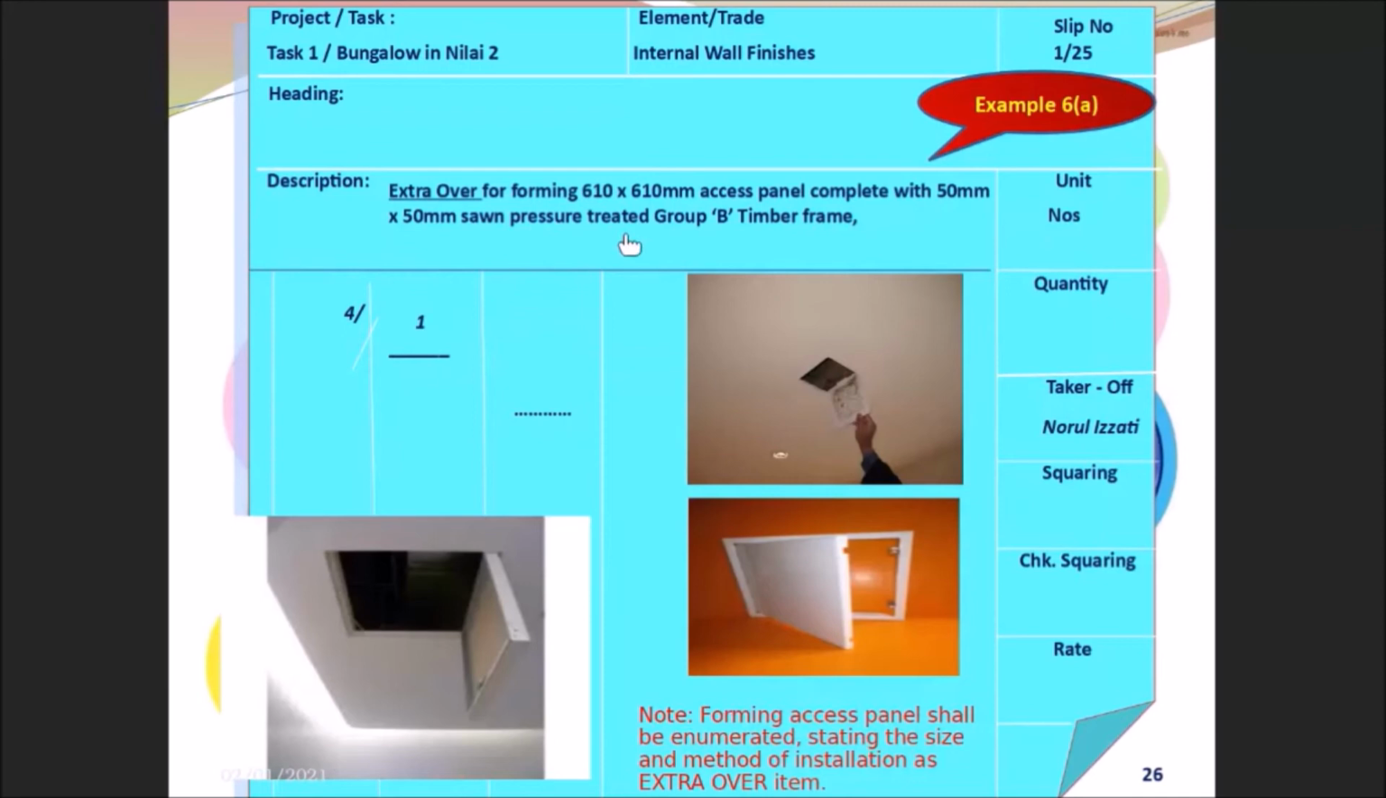This is the next item, compulsory to measure: access panel. So access panel must be measured in number, and this one you can make an assumption if no information is given. As long as there is one item, I consider it correct. If there is no specification, then you can consider only one item. But this one must be measured in number. Okay.